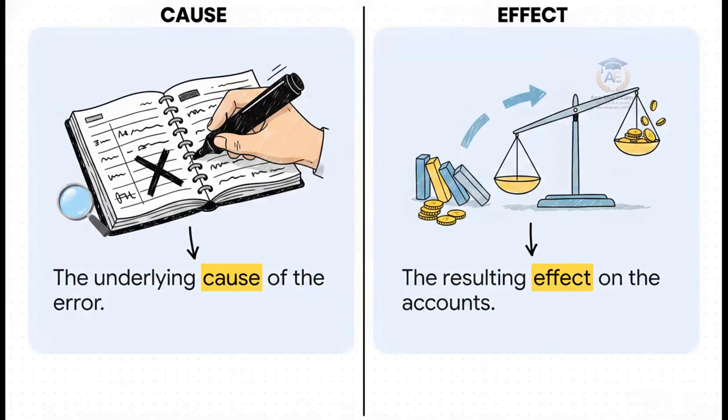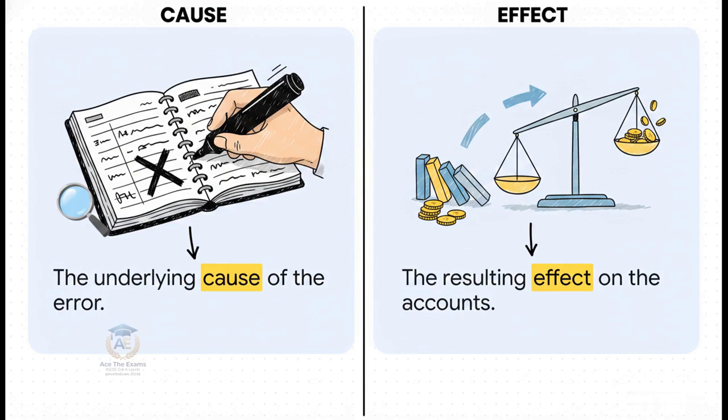Let's double down on that first major pitfall because it's the deadliest. Visually and mentally separate these 2 concepts right now: the underlying cause of an error versus the resulting effect on the accounts. Students constantly mash these together. For instance, the cause might be an error of original entry. Say the accountant recorded a $50 invoice as $500 in the sales day book. That is the cause.